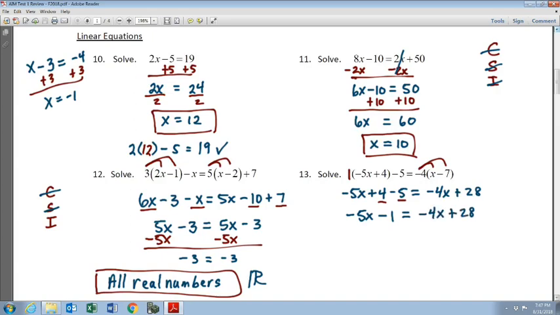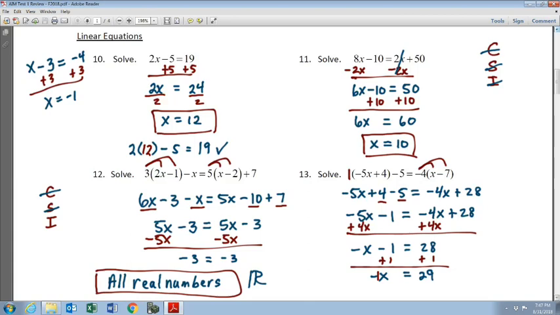So now I need to add 4x to both sides. I'm trying to get x on one side only. We get minus x, negative 5 and 4 is negative 1. If you want, you could put a minus 1 in there. And then minus 1 equals 28. This is actually a two-step equation. We're going to want to add 1 to both sides first. And so we have a minus x equals 29. And again, that's a negative 1.